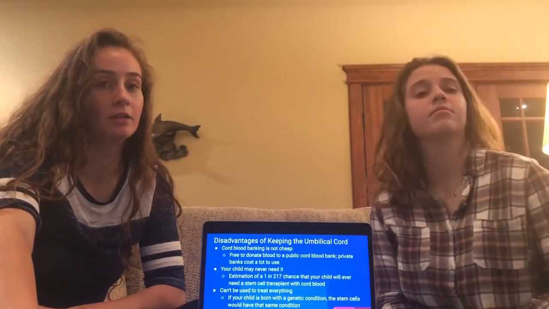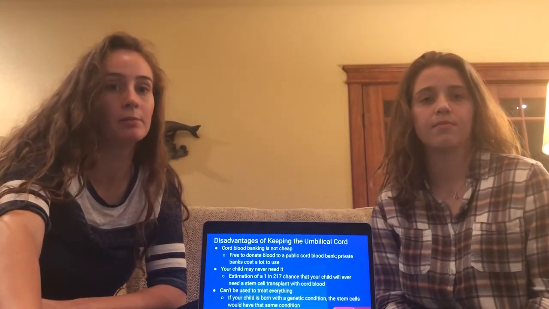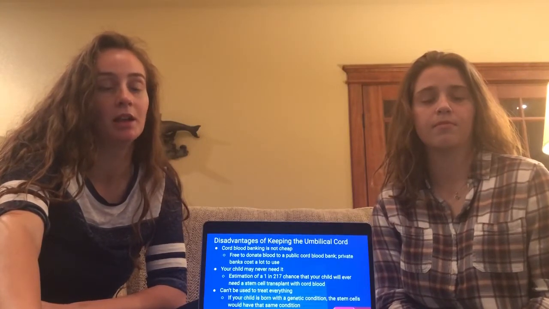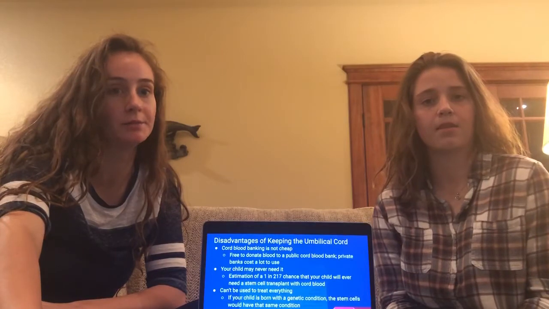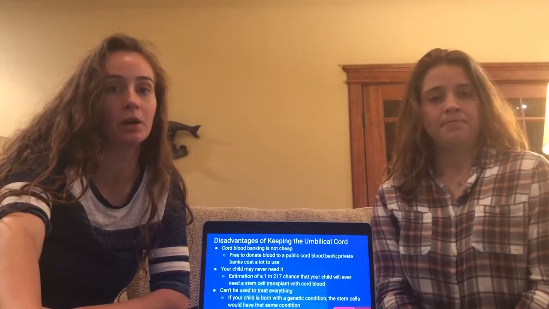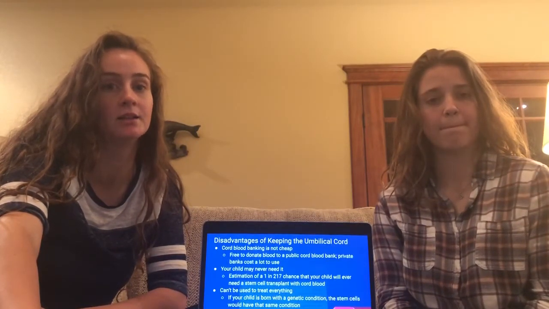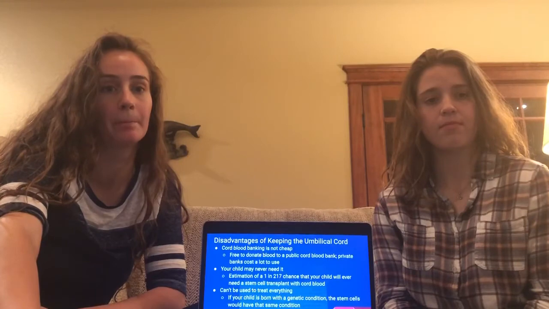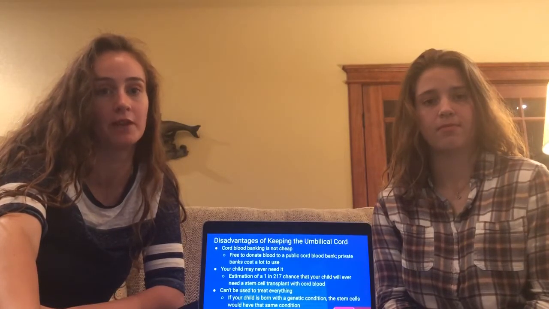On the other hand, there are disadvantages to keeping the umbilical cord. Cord blood banking is not cheap. It is free to donate blood to a public bank, but private banking comes at a cost. According to Heather Schott, it can cost anywhere from $1,400 to $2,300 for collecting, testing, and registering, plus an annual $95 to $125 storing fee.